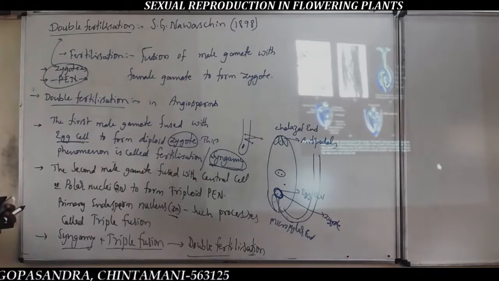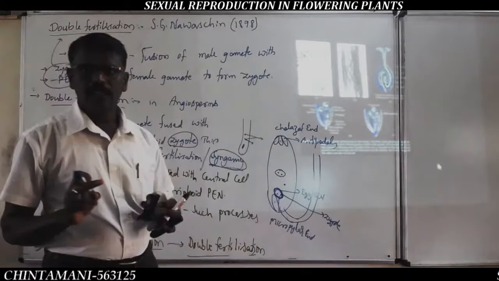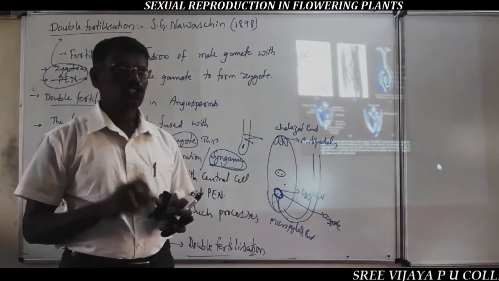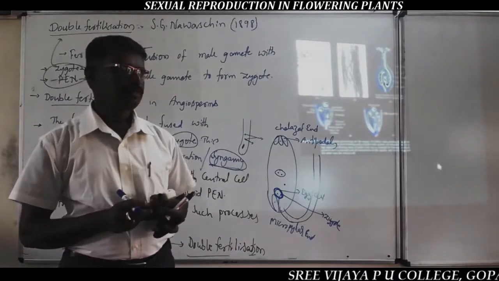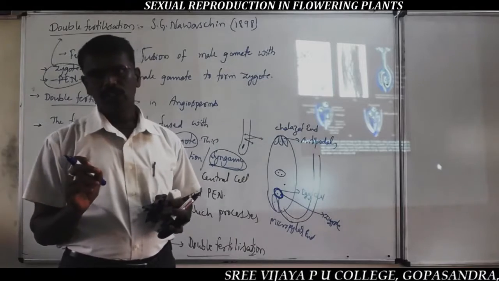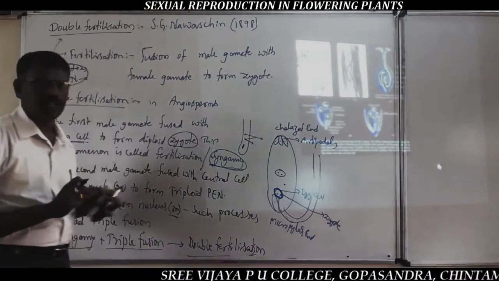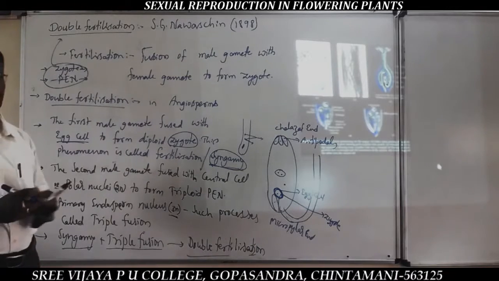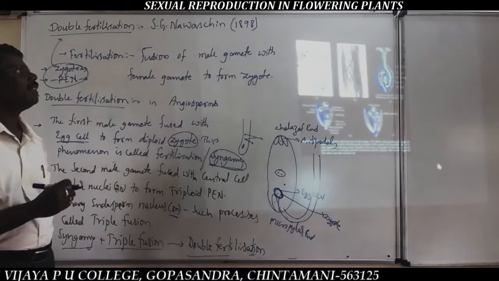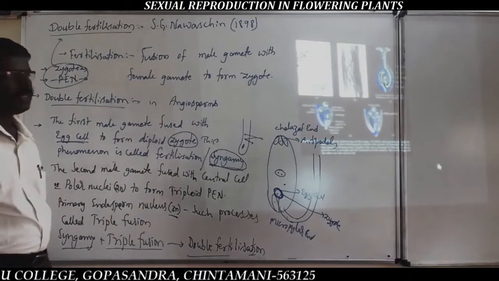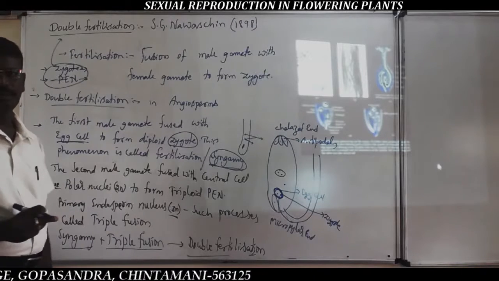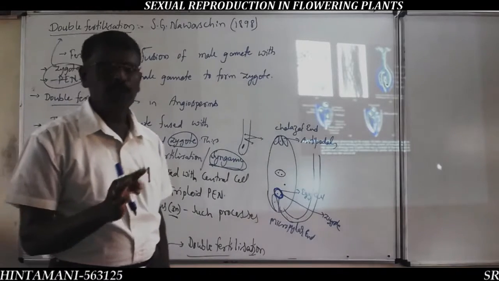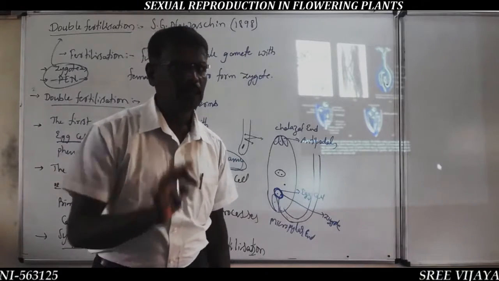Double fertilization is present only in angiosperms. Angiosperms are characterized by double fertilization. Only flowering plants possess it. Once again, double fertilization was discovered by S.G. Navashin in 1898 in angiospermic plants. So what is double fertilization? Syngamy and triple fusion combined are called double fertilization.